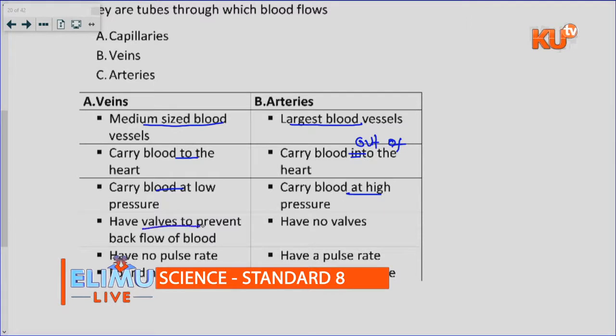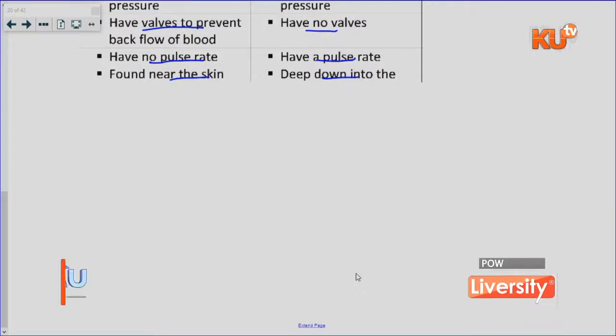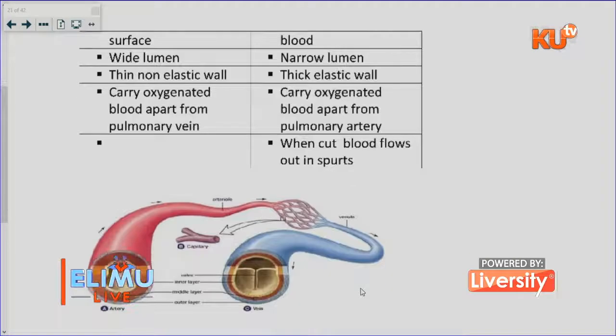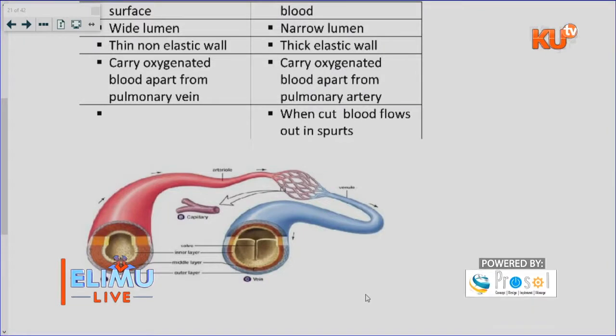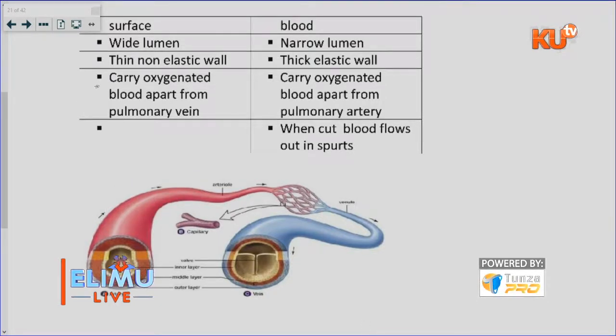Veins have valves, whereas arteries have no valves, and the function of a valve is to prevent the backflow of blood. In veins they have no pulse rate, but in arteries they have a pulse rate. Veins are found near the skin surface, whereas the arteries are found deep into the skin. Veins have a wide lumen, while arteries have a narrow lumen. Veins are thin and non-elastic, while arteries are thick and elastic.